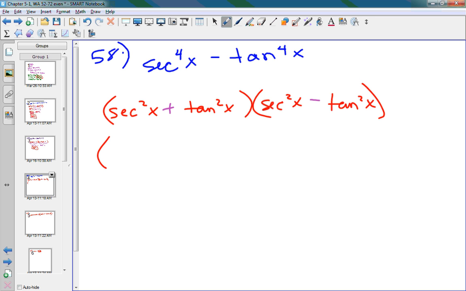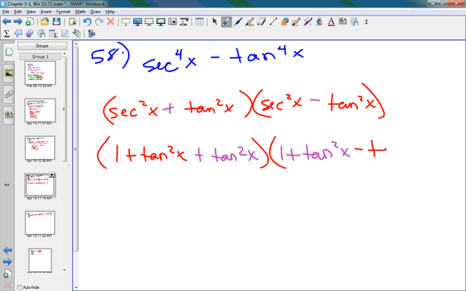So this is actually going to become 1 plus the tangent squared of x plus the tangent squared of x. And secant squared is going to be 1 plus the tangent squared of x minus the tangent squared of x. Do you see what I plugged in for secant squared?